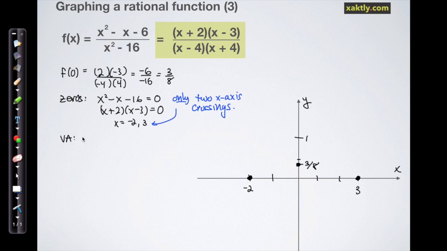Now, the vertical asymptotes are found by finding the zeros of the denominator, and we factored the denominator at the beginning, so that's x minus 4 times x plus 4. So the vertical asymptotes are at x is equal to plus or minus 4. So we can just sketch those in. At minus 4 and plus 4, we have vertical asymptotes.